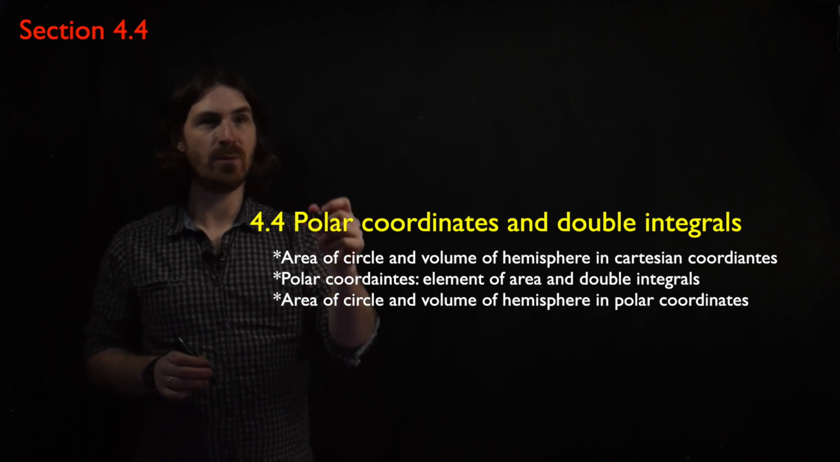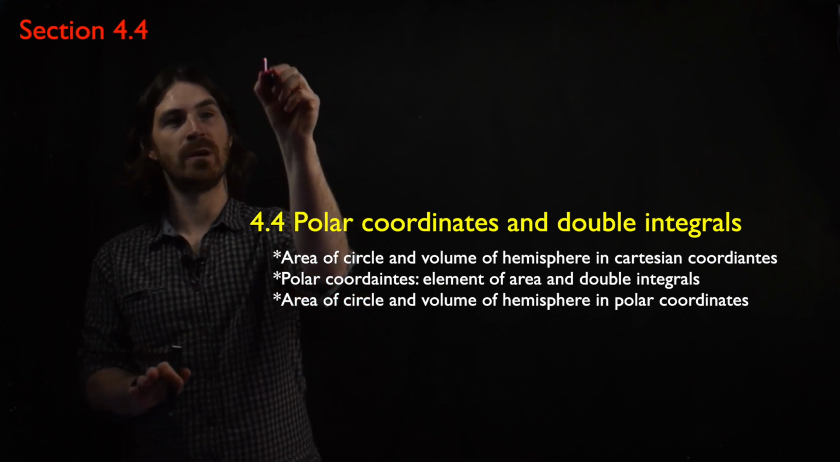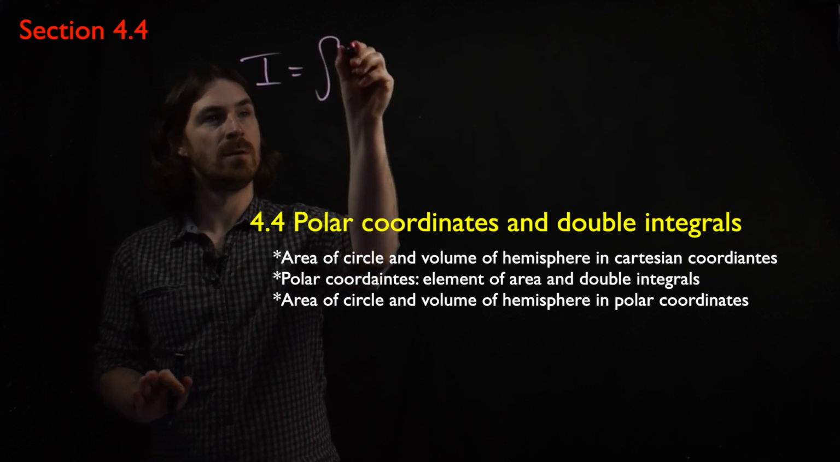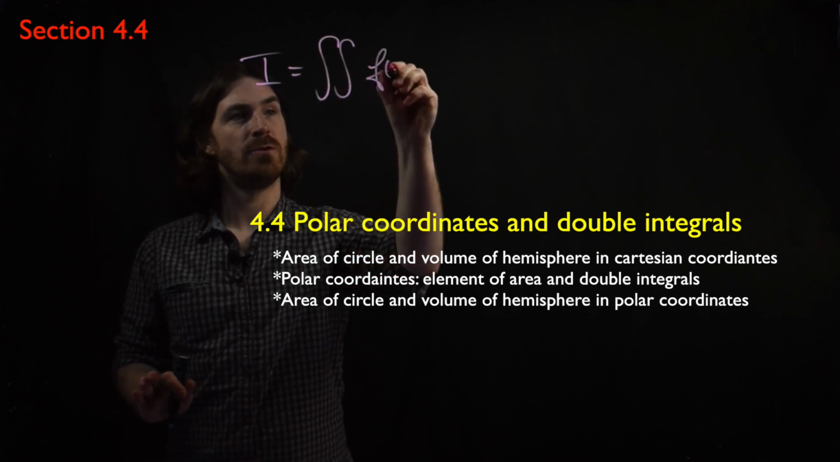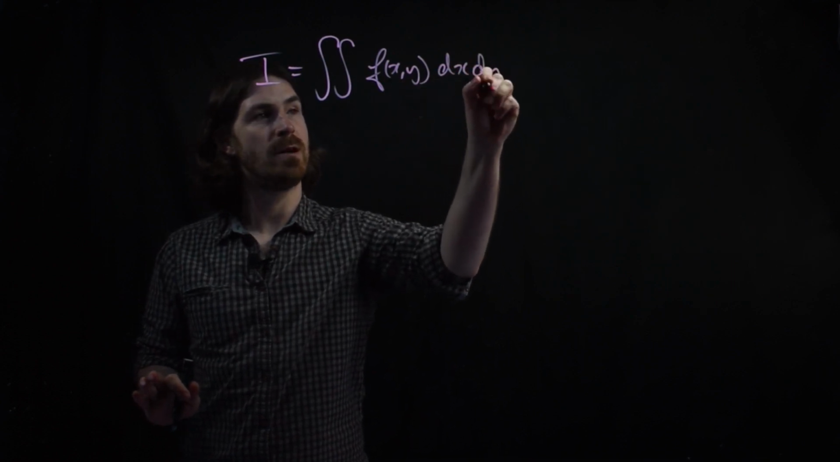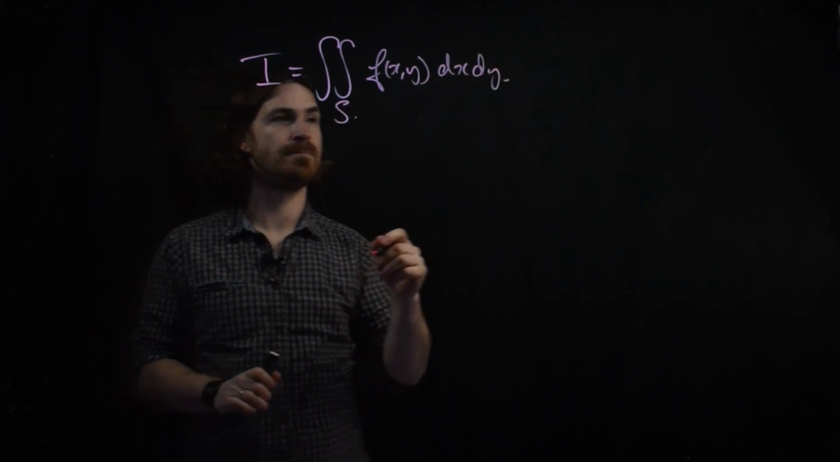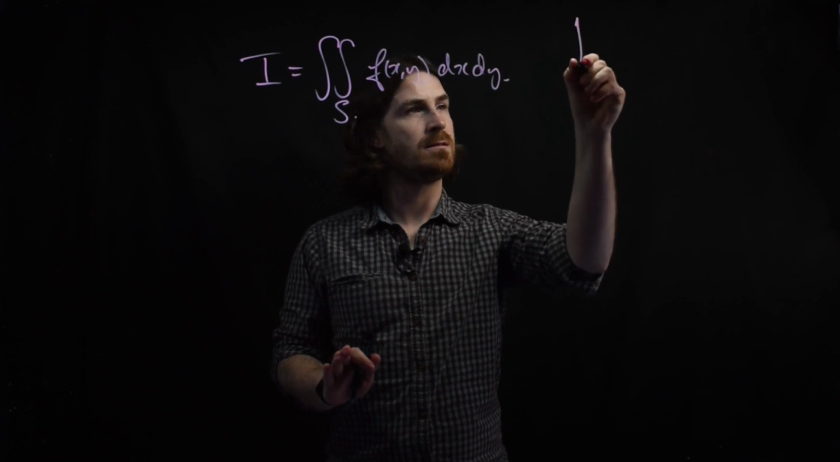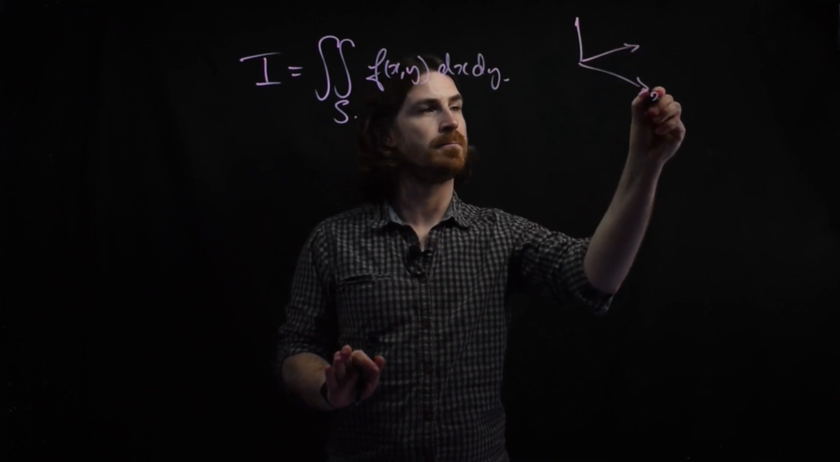Okay, so previously we looked at double integrals. So we had an integral I that was the double integral of some function of two variables, f of x, y, dx dy over some region S, where S is defined in the xy plane.